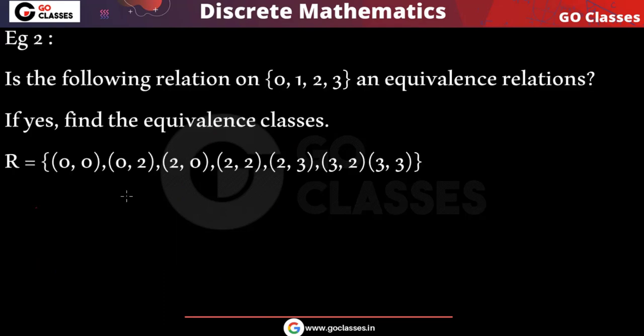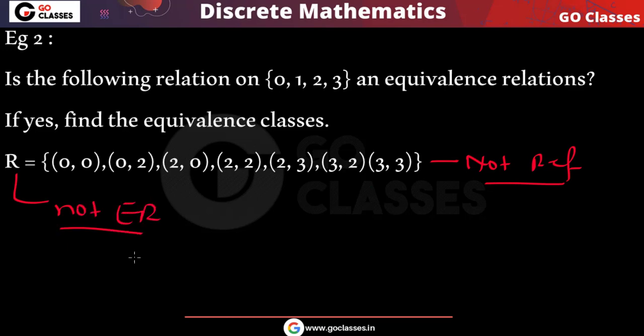Now let's take this example. Is the following relation an equivalence relation? 0 is related to 0, but you can notice 1 is not related to 1. So this is not reflexive. Definitely this is not reflexive. Because this is not reflexive, this is not an equivalence relation.